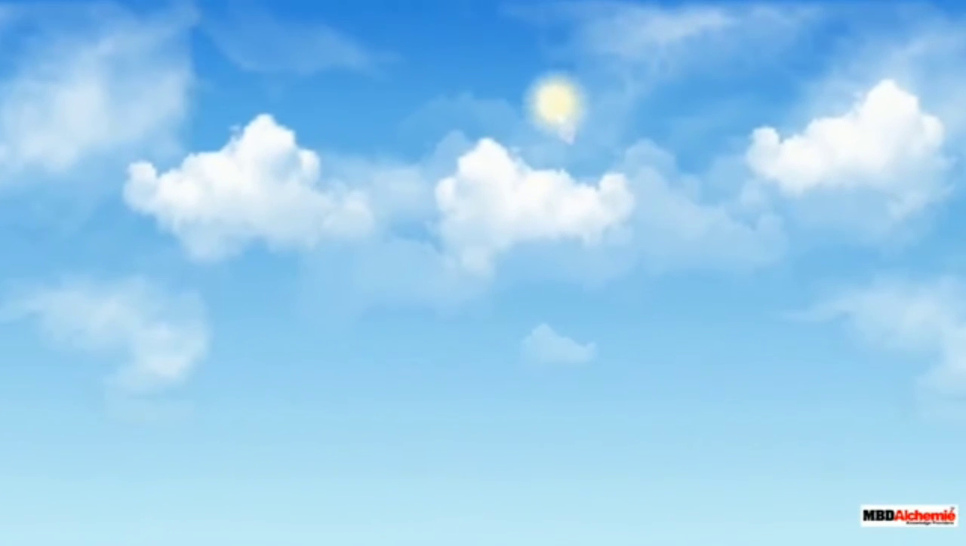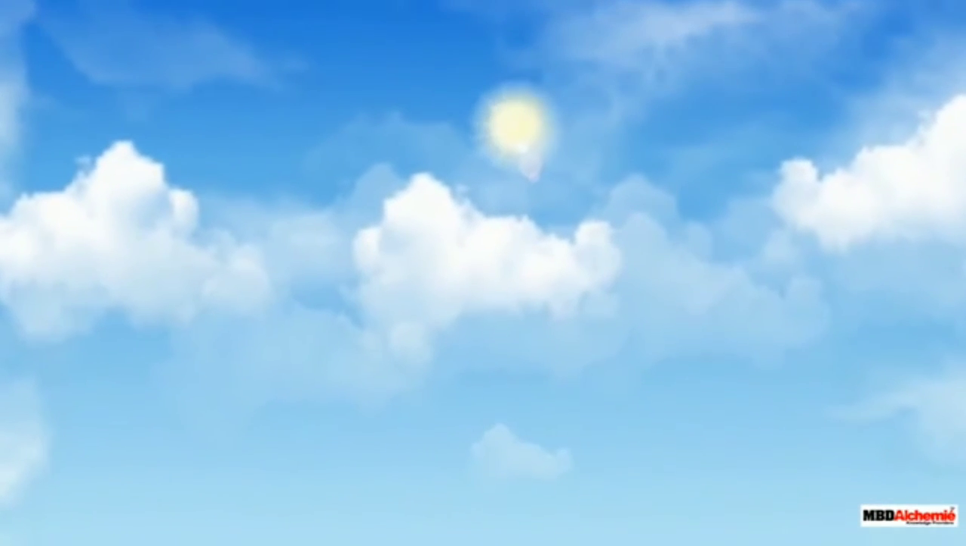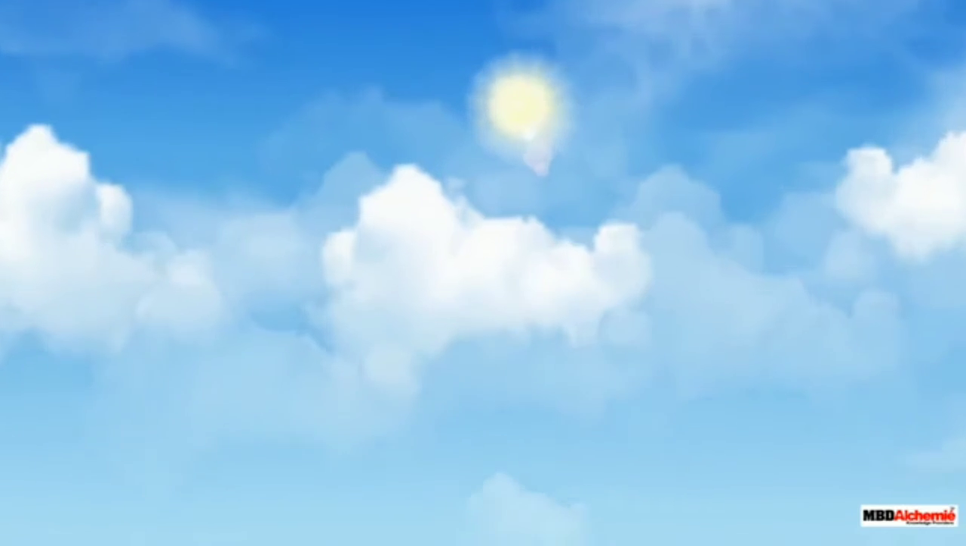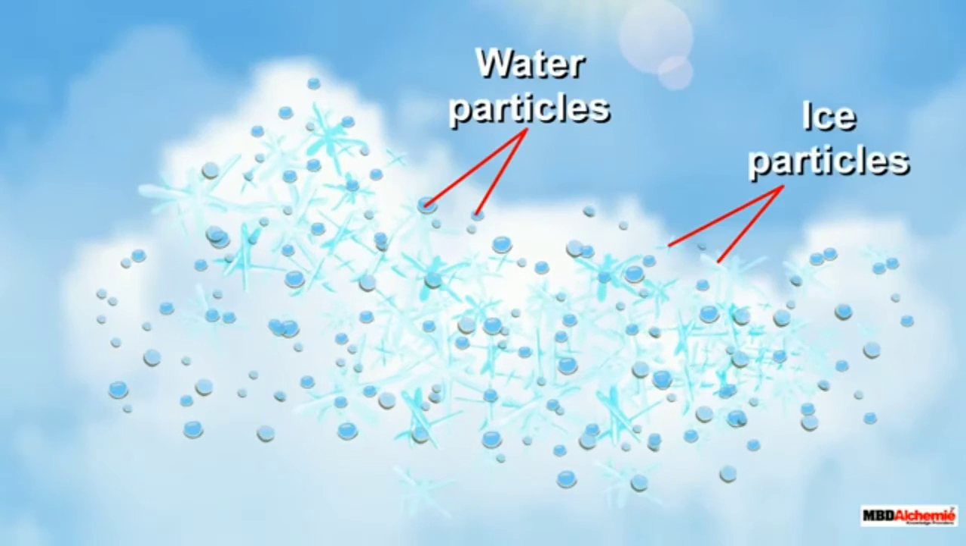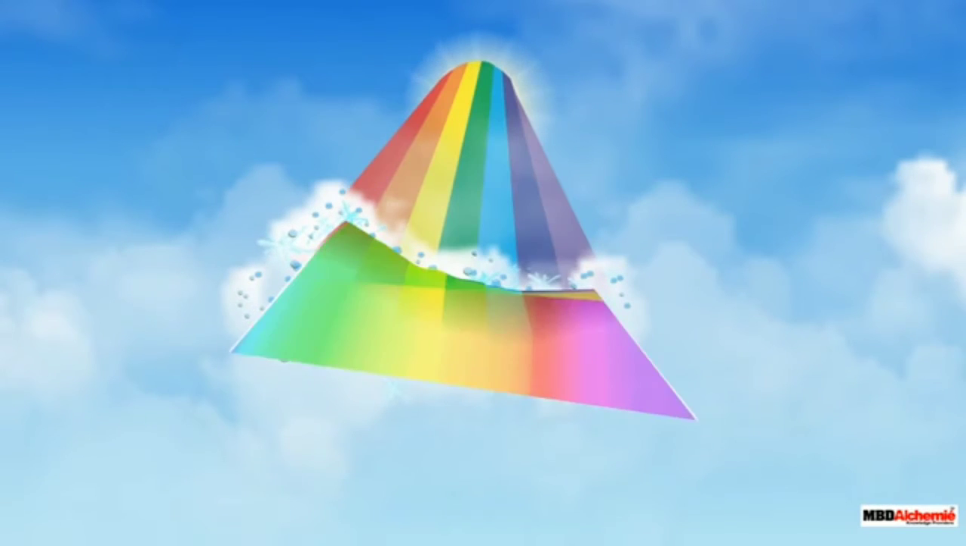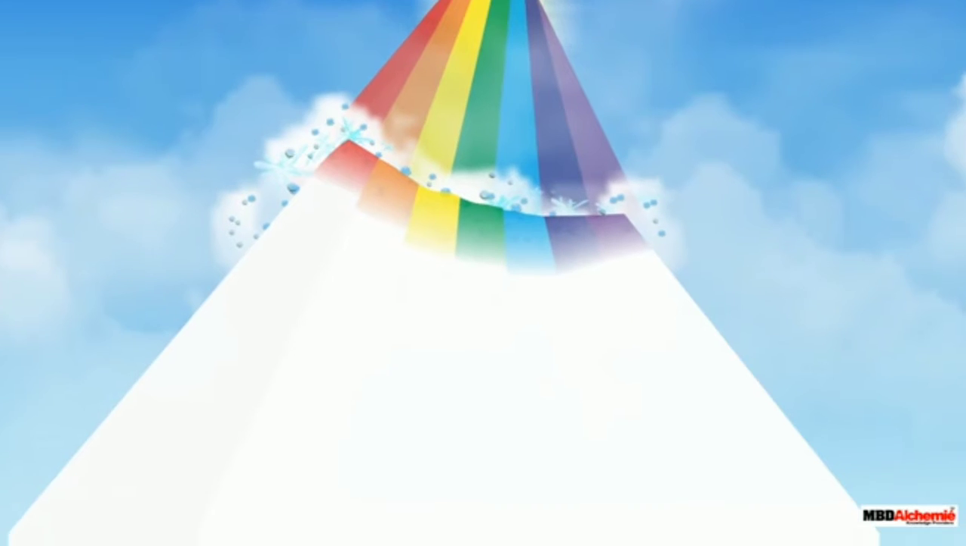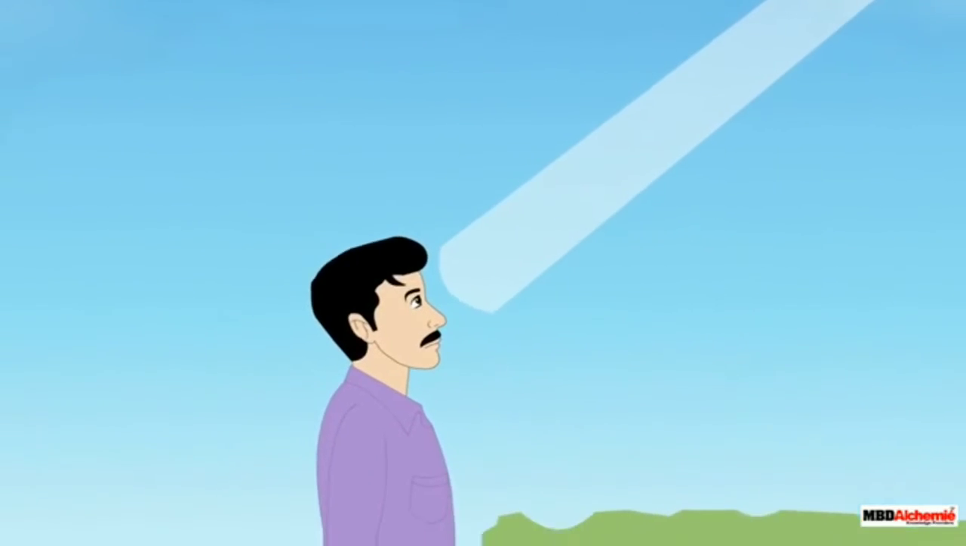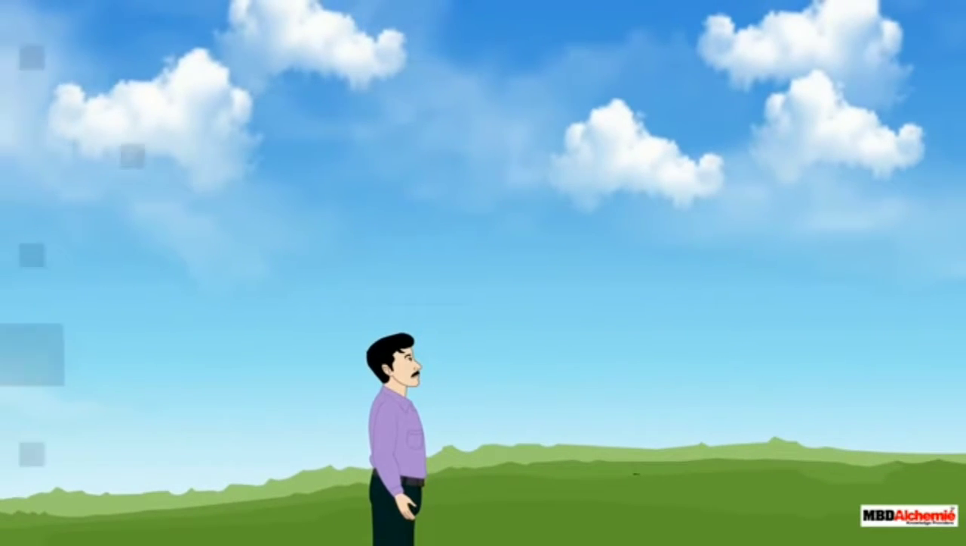Let us now understand how it makes the clouds appear white. The clouds consist of large water and ice particles. These large particles scatter all the 7 constituent colors of white light, VIBGYOR, equally. Thus, the light we see is the combination of all colors, that is, white light. This gives a white appearance to the clouds.